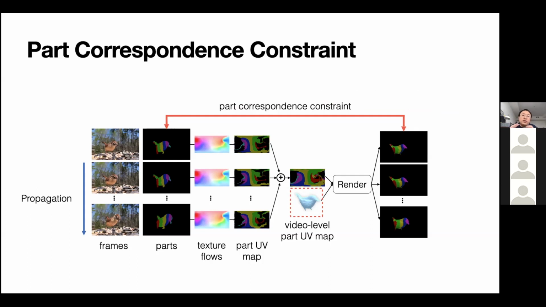Because the same part UV map needs to be used to render a continuously changing part image, this requires the shape and the camera to have smooth changes. So the only changing parts are the shape and the camera.